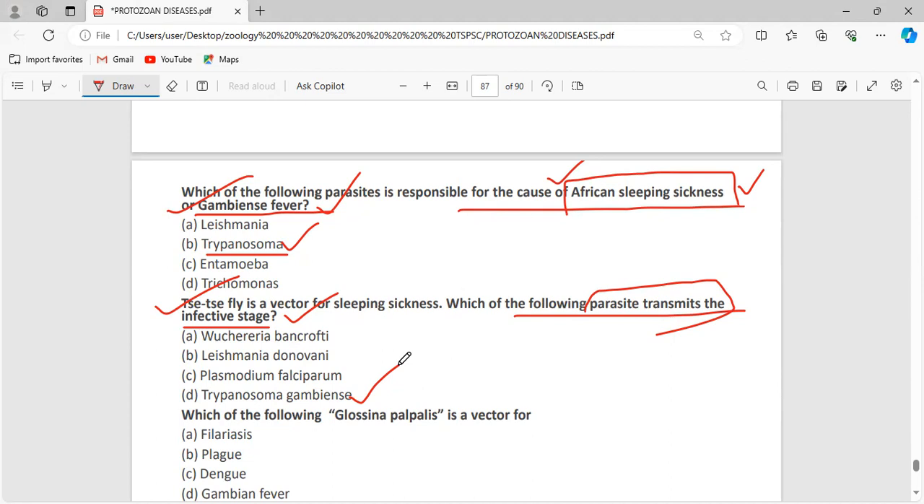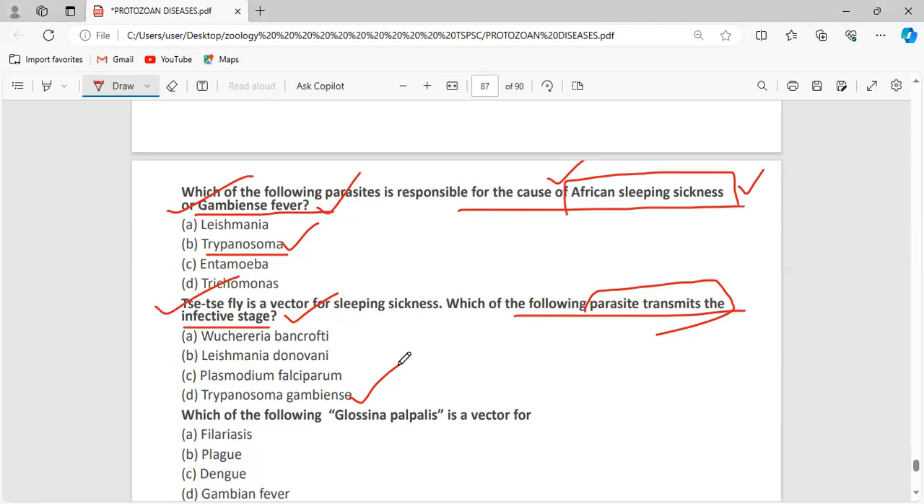And that infective stage will be present in which area of the insect? We know that tsetse fly is the one going to carry the disease. And what is the location? Tell me quick. I have explained multiple times and I have stressed this point.